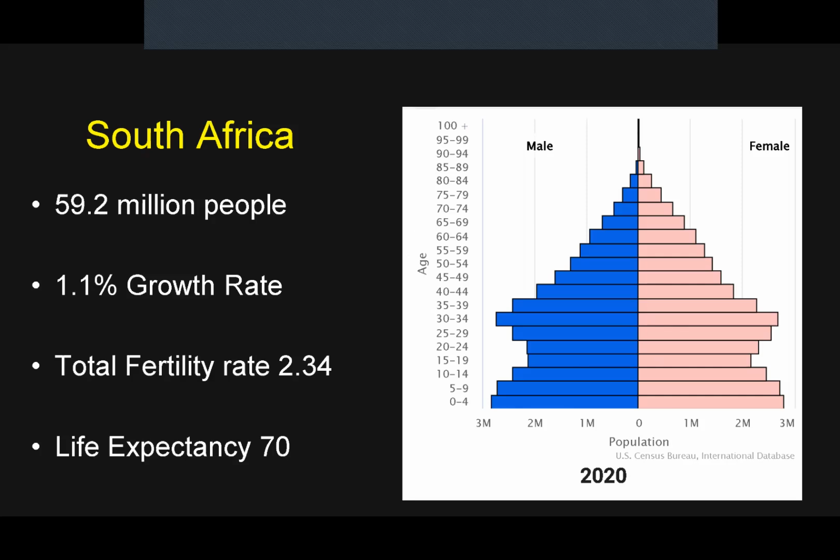South Africa is on the other side of the spectrum, 59 million people. Its growth rate is much lower at 1.1%, and their fertility rate is still above replacement level at 2.34, but that's coming down. And life expectancy is much higher as it is a wealthier country. You can see it was growing as a pyramid, and they made a change, it looks like around 30 years ago, and they're transitioning into lower growth.